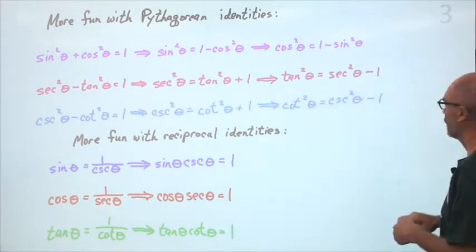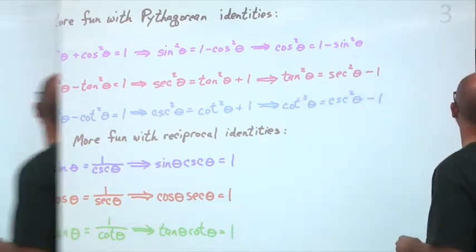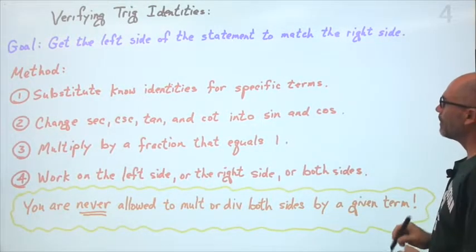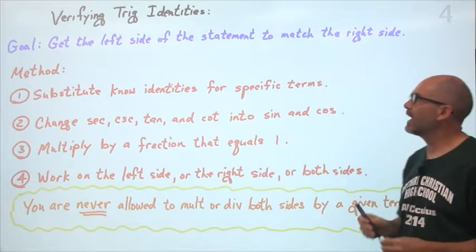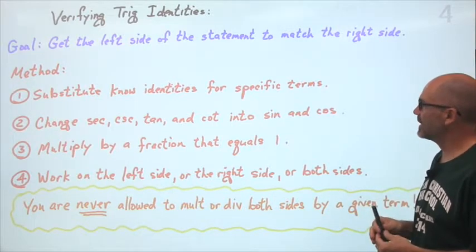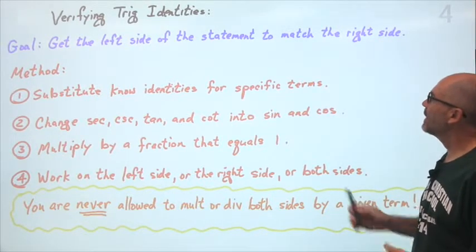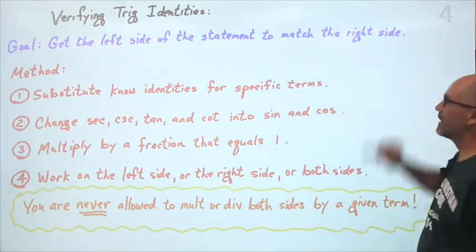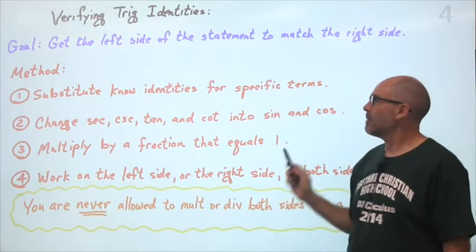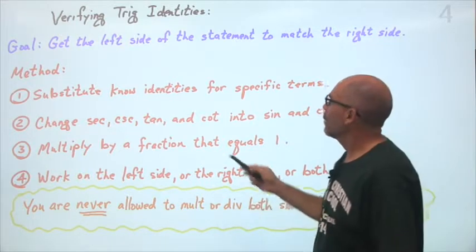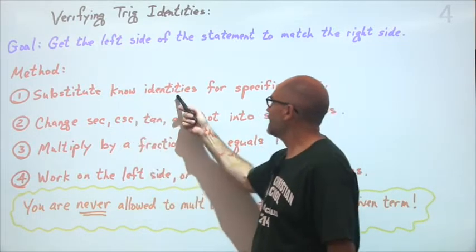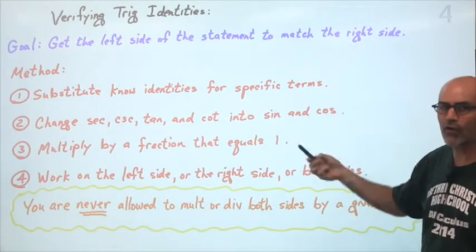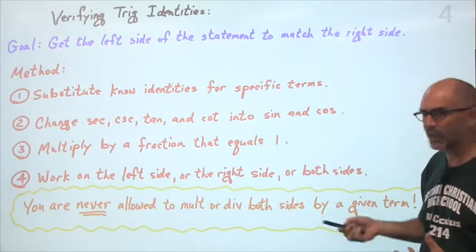Yes. Okay. So, all right. Verifying trigonometric identities. The goal is to get the left side of the statement to match the right side of the statement. Now, the method is we substitute known identities for specific terms. And we just went over a bunch of known identities that we can use.